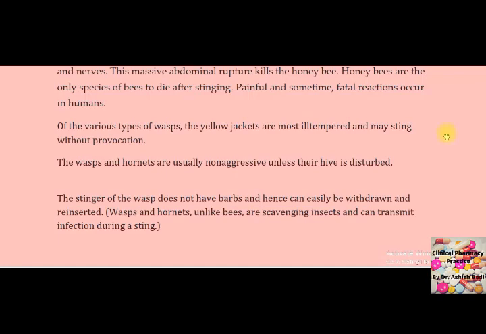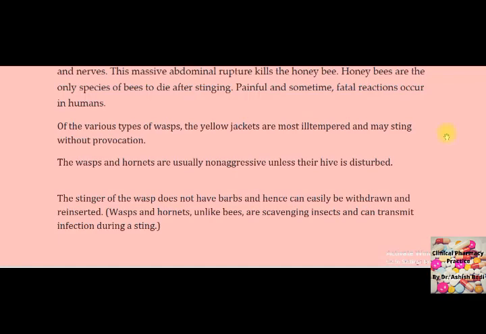Yellow jackets are ready to sting without even giving us a provocation. The wasps and the hornets are usually non-aggressive. Wasps and hornets are not aggressive until their hive is disturbed. Means, if the wasp and the hornets' hive is disturbed, then only the wasp and the hornets will attack, not in other cases. But the yellow jackets can harm you anytime, whether you are disturbing their hive or not.